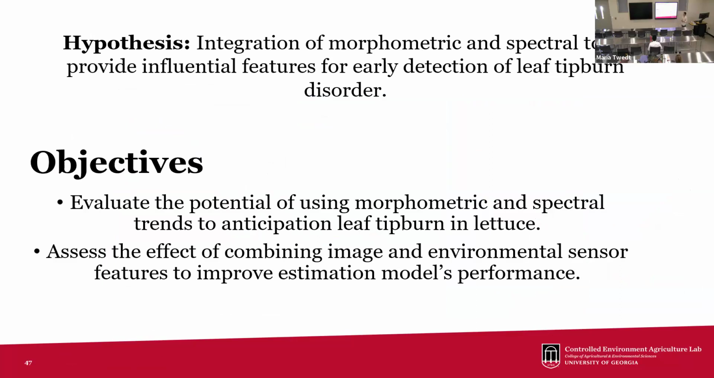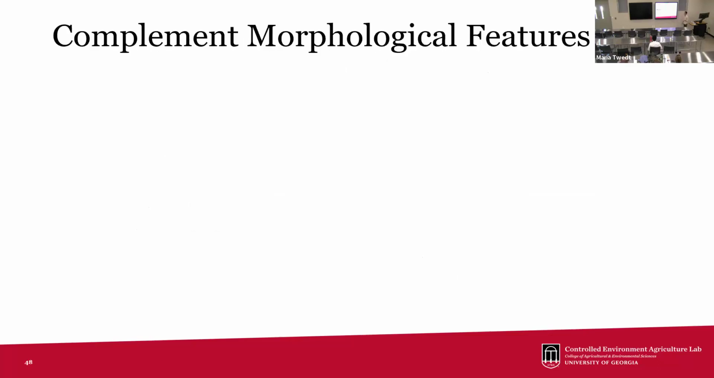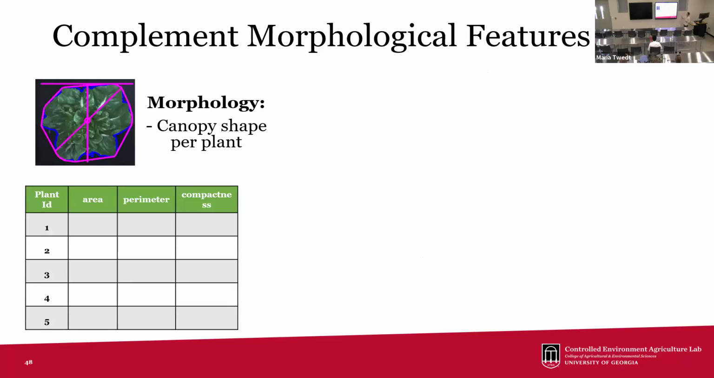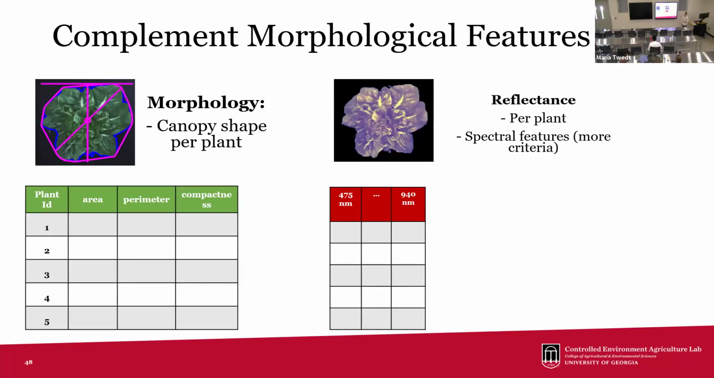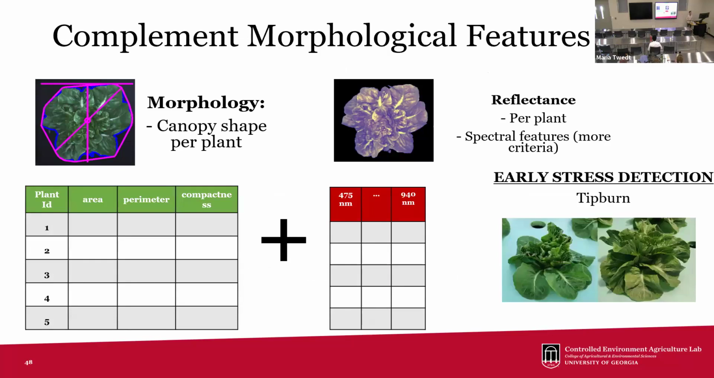So for this, we set the following objectives. We wanted to evaluate the potential of using morphometric description and also a spectral description to anticipate leaf tipburn in lettuce. Then we wanted to assess the effect of combining image and environmental sensor features to improve estimation model performance. So with this, we want to complement the morphological features that we already extracted in the previous experiment with a more physiological description of the plant given by the reflectance, which gives us more criteria to anticipate a specific physiological response. So that would be the recipe for early stress detection for the tipburn.